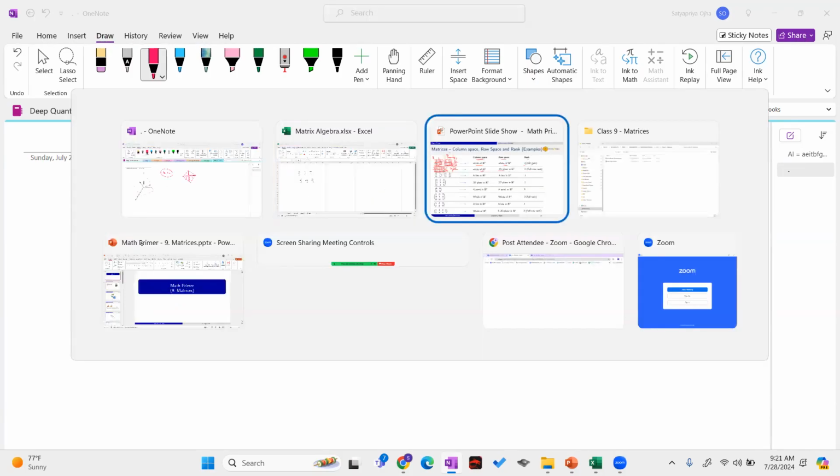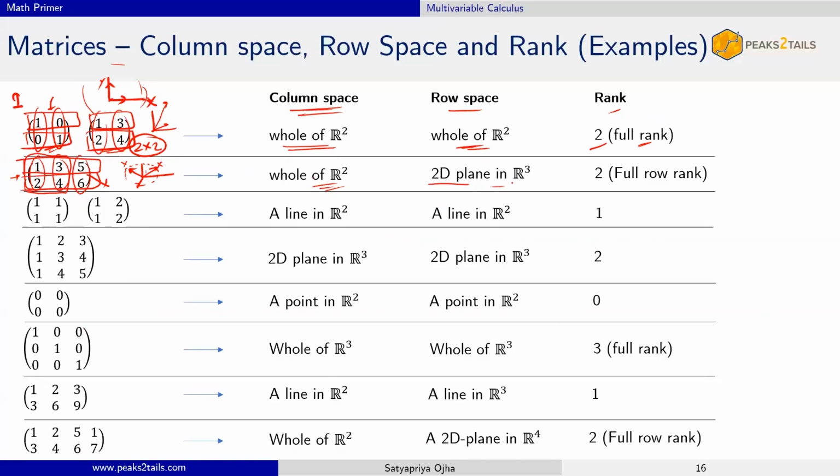Cool. So the space is R cube because this is a three-dimensional vector. But with two vectors, you can maximum describe a 2D plane. So that's the row space. Now, if you talk about the rank of the matrix, this is a little complicated because it's a rectangular matrix. With two rows, you can maximum span a 2D plane, and that is what we are doing. So it is a full row rank.